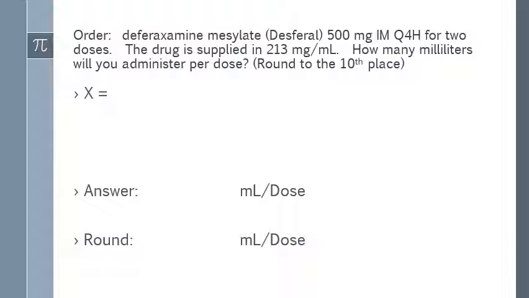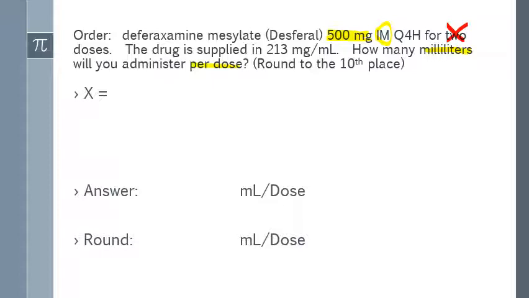So let's take a look at this problem, kind of the same setup as before. Lots of information in the problem. Where are we going to head to? What are we solving for? Again, milliliters per dose. We have an order of 500 milligrams, and this one isn't subcutaneous, it's actually intramuscular, so I want you to think about those abbreviations and start learning what they mean. And then this is going to be for 2 doses, but that's not what's important because we are solving for just the 1 dose, okay?